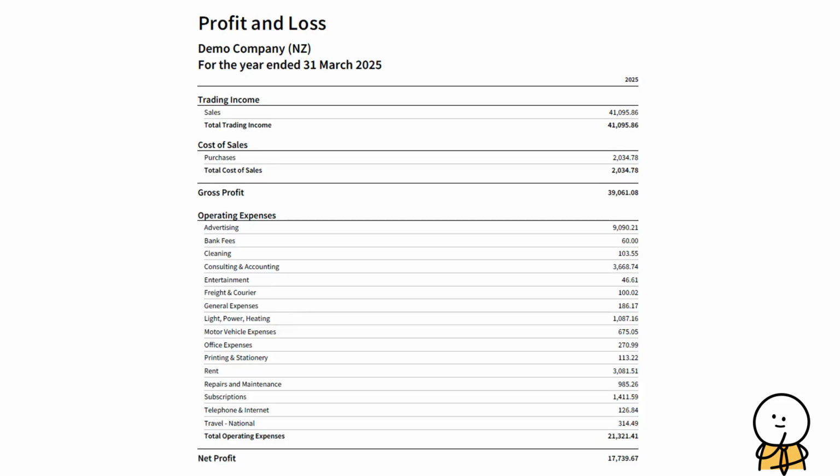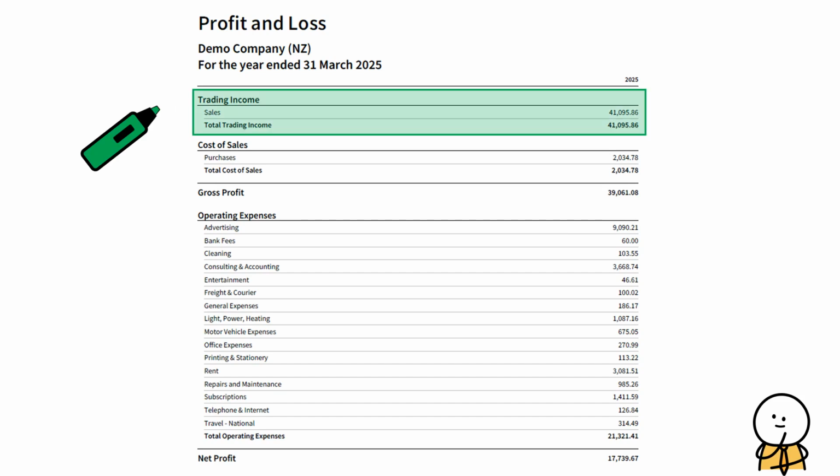Next, we can take the profit and loss account for the year ended 31st of March 2025. You can see we've got some trading income at the top there, which is sales in this case of $41,000. We highlight that all green for revenue.